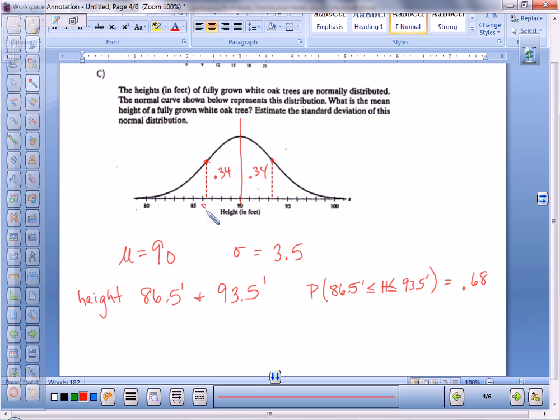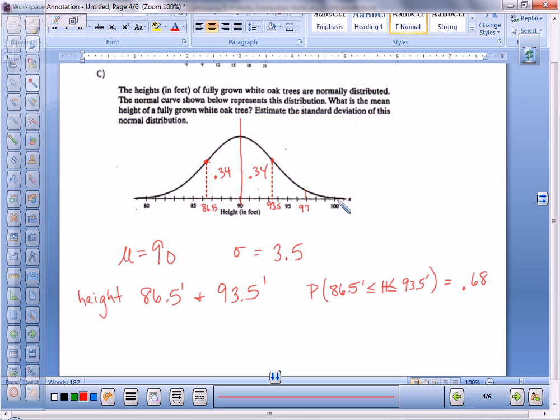If 3.5 is our standard deviation and we added this again, this would give us 97. So we should have another one at 97. So mine's off a little bit. It's probably closer to 3, because if I added another 3.5, it looks like we're a little bit past that, but it's not bad. It's not a bad estimate.